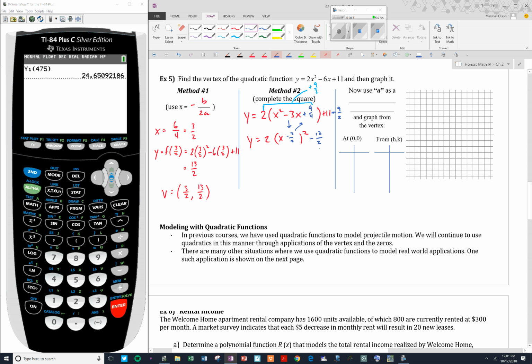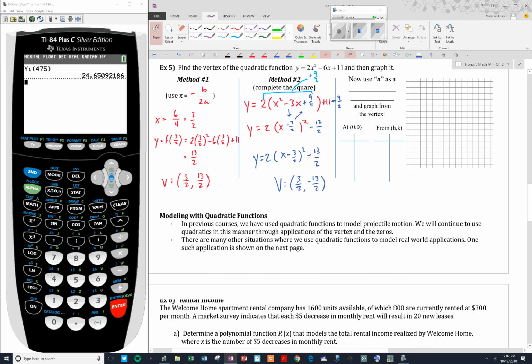Okay, that's pretty crucial. And what you see here is vertex form. I'm going to write it a little bit nicer here: 2 times x minus 3/2 quantity squared minus 13/2. Notice we have our vertex in our HK spot, 3/2 comma negative 13/2.